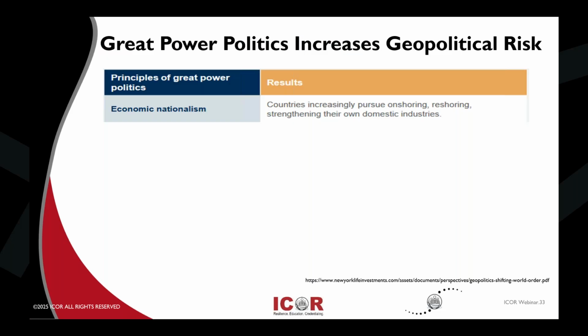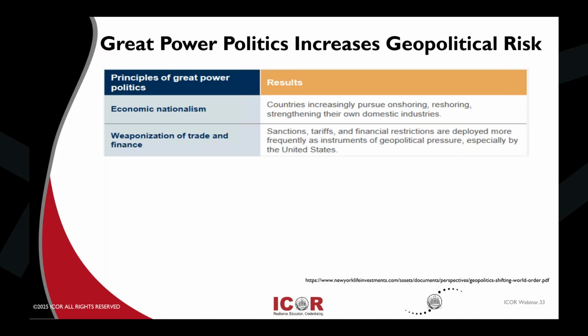So economic nationalism, where countries are increasingly pursuing onshoring, reshoring, and strengthening their own domestic industries. And then moving to the weaponization of trade and finance, where we've seen sanctions and tariffs and financial restrictions being deployed more frequently as ways to implement geopolitical pressure. And even New York Life is saying that this is especially being done by the United States.